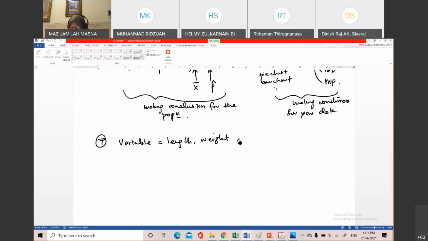Any other example? Concentration. So concentration will be on solution, right? Concentration, kepekatan.